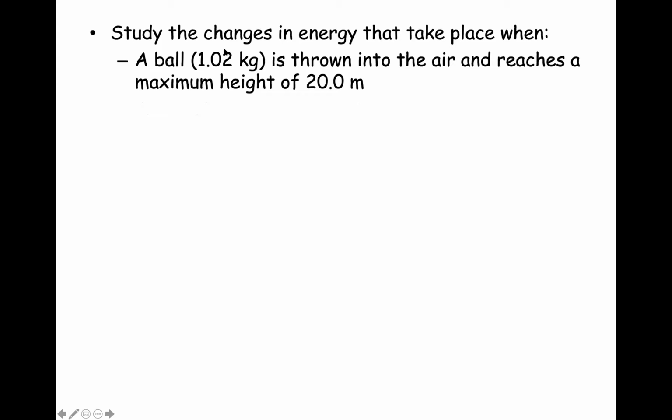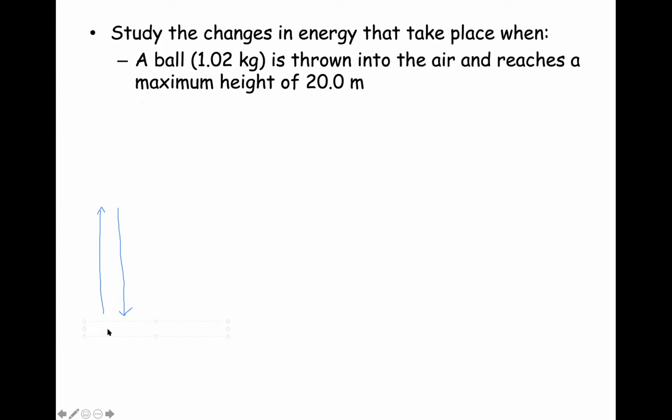Okay, same thing, take a second to consider this statement. A ball is thrown into the air and reaches a maximum height of 20 meters. So we are throwing the ball up. Eventually, when it gets to the very top, its velocity will be 0 for one particular instant. Remember, we talked about this in our kinematics unit.